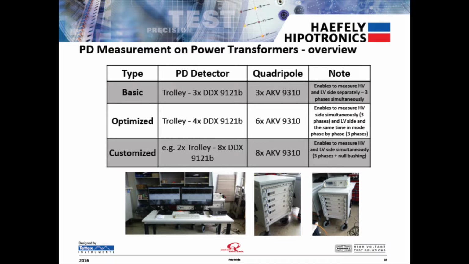So here are our recommended DDX combination options for testing partial discharge on power transformers. The basic package includes three DDXs, which enables three phases to be measured simultaneously, but you do the high and the low side separately. Our recommended setup would be four DDXs, which allows you to measure all three phases of the high voltage side at the same time as a low voltage side, but then you would have to move that around. But if you have a big budget and you want to get eight, you can measure all phases on both sides simultaneously. And that way, if one of them failed or had issues, you could revert back to the recommended route, which is four.